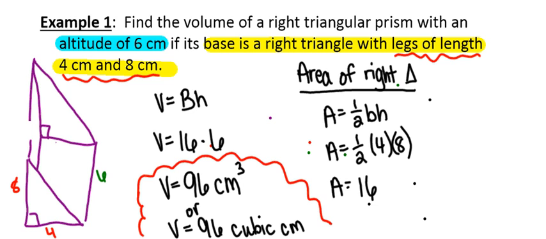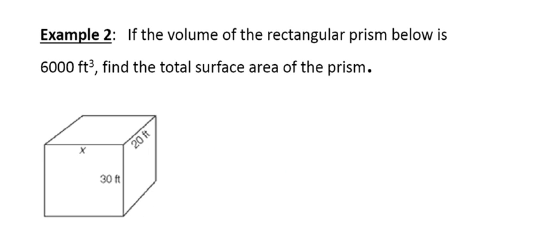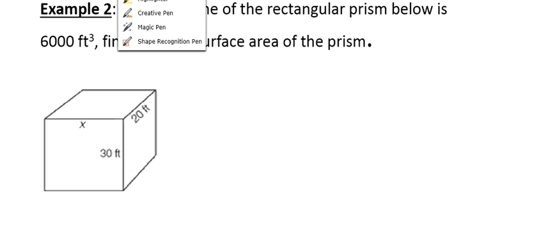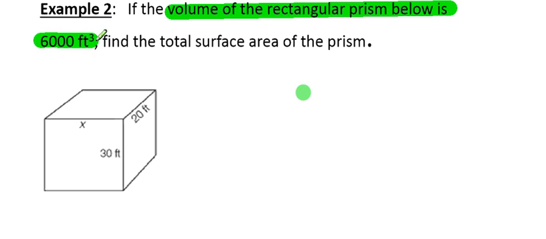All right, number 2 says the volume of the rectangular prism below is equal to 600 cubic feet. They want us to find the total surface area of the prism. So I'm going to start out with what it is that we know. We know that the volume of that prism is 600 cubic feet.